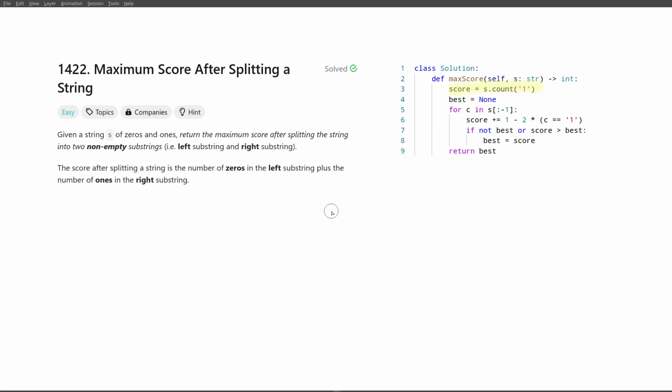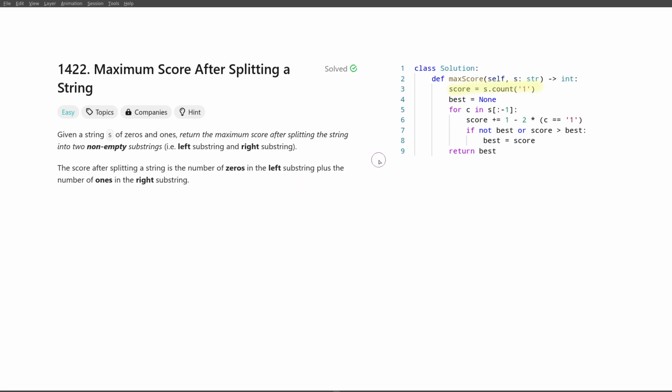And what happens to the score? Well, the score will change. If the character that we move is a 0, then that 0 was not giving us a score before, because it was in the right part, and now it's giving us a point in the left part, so the score increases by 1. However, if the character was a 1, then of course we have one fewer 1 in the right substring, so we lose one score, and that 1 doesn't do anything in the left substring.